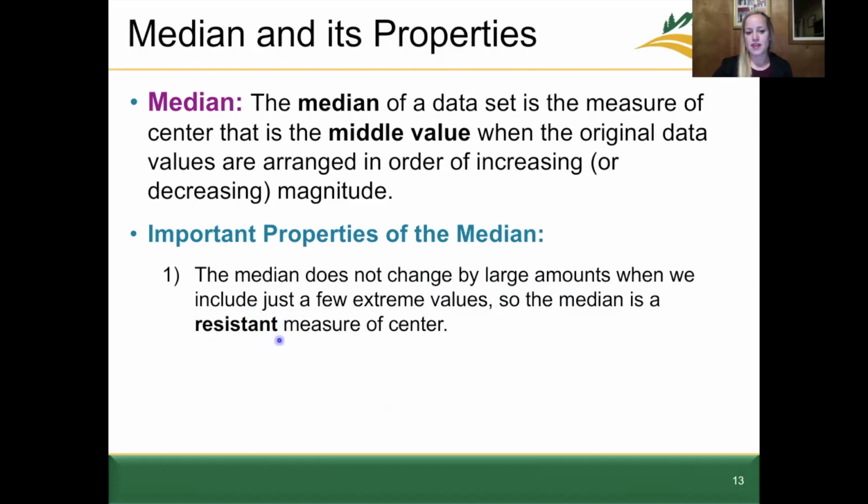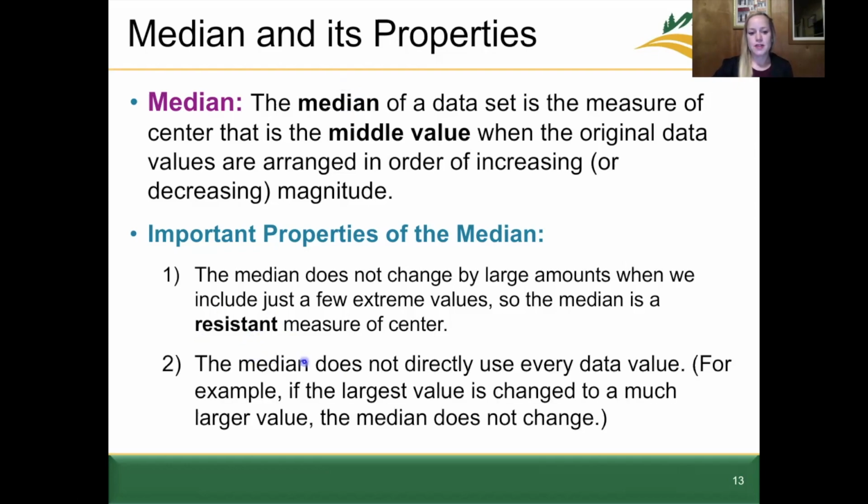Now remember this definition of resistant. A statistic is resistant if we can add in some extreme value and it doesn't impact the value we're talking about. When we do an example, this will make sense too. The median being the middle value, if we added some value on one extreme or the other, the median will likely not be impacted. So we can say the median is resistant.